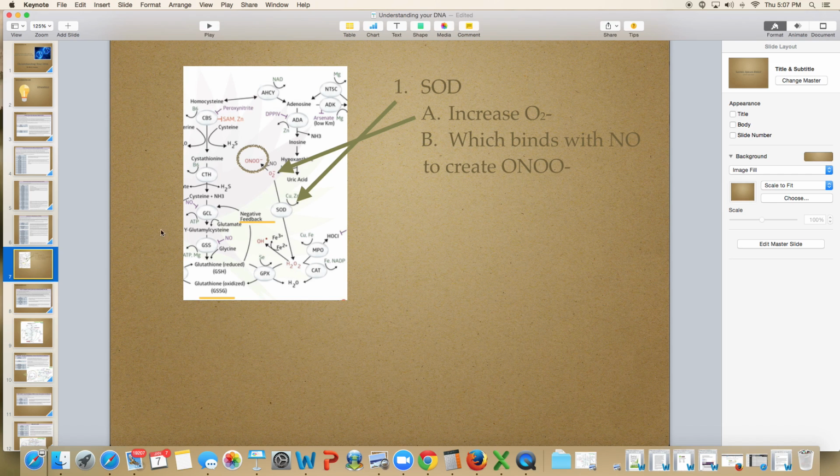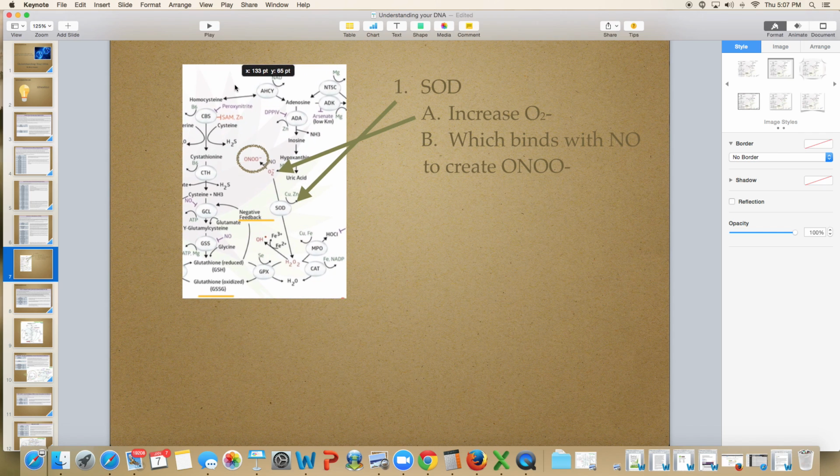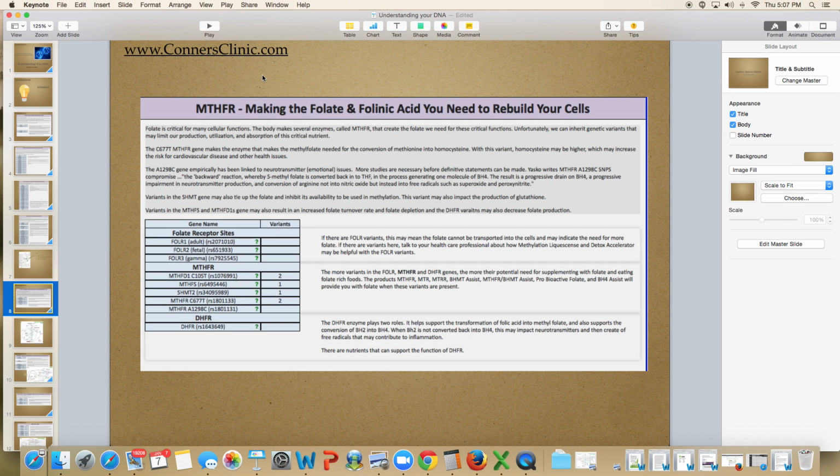So again, this is just a picture of some of those pathways. This is part of the transsulfuration pathway right here. This homocysteine is coming from the methionine pathway up here through CBS, and is feeding down to glutathione. What's out of this picture is the Krebs cycle and where you make your energy. Now let's move to the folate pathway.